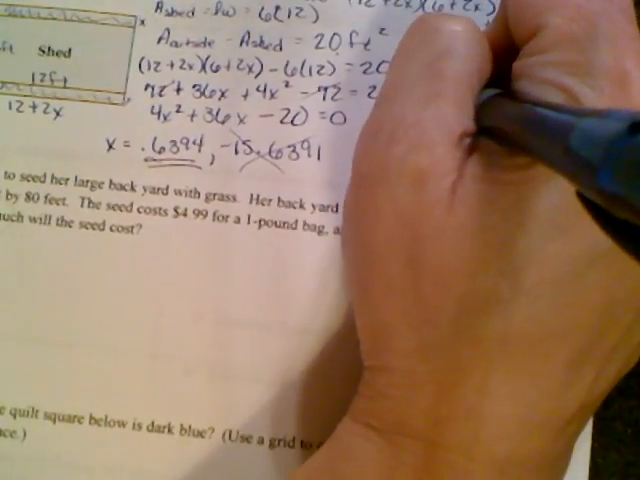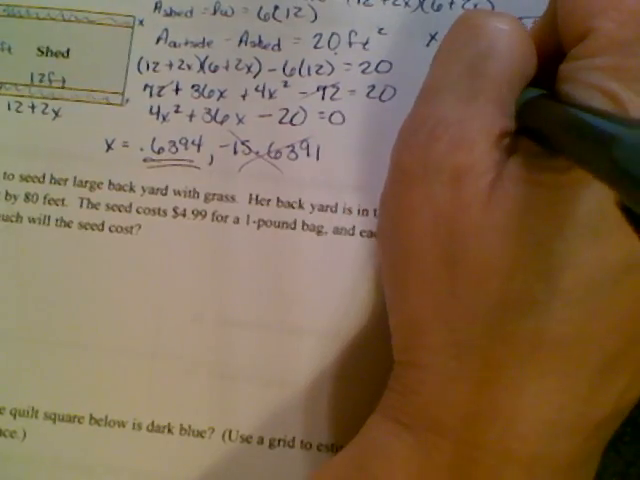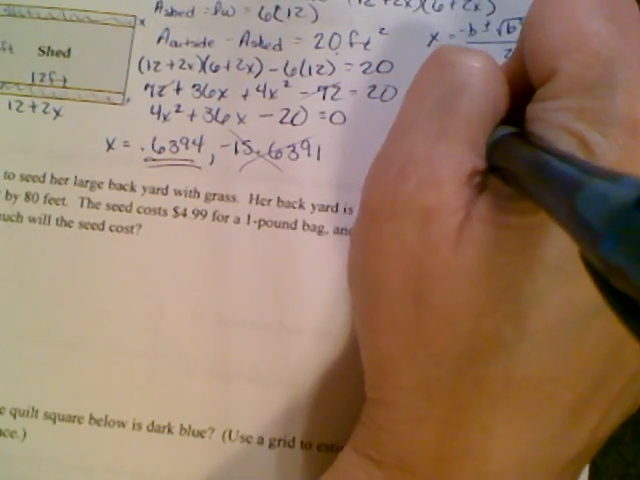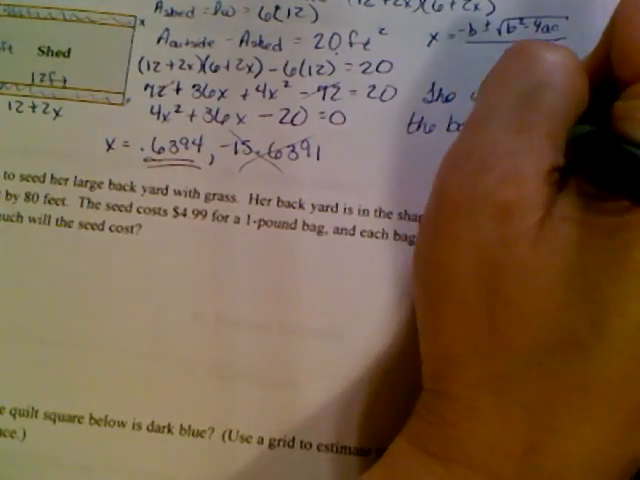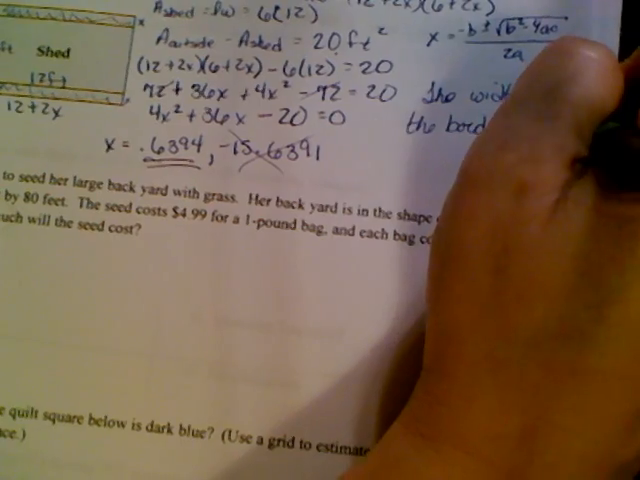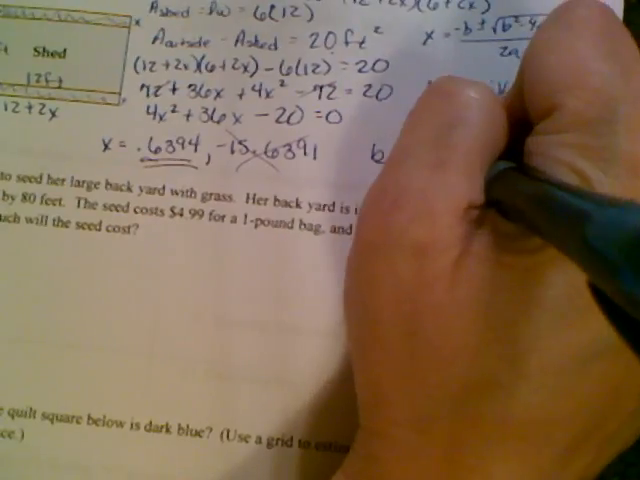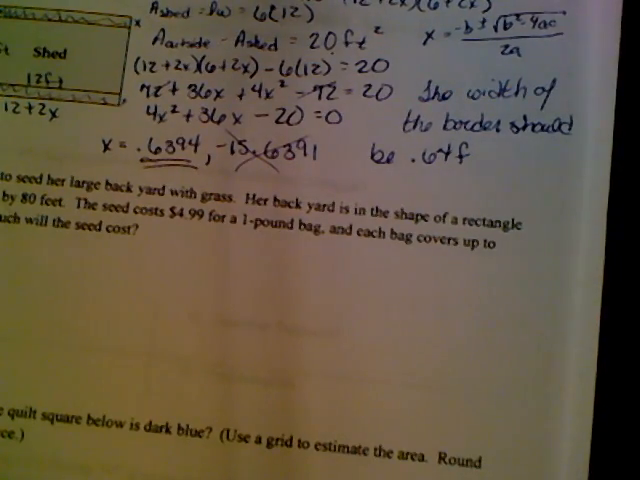So the width of the border should be 0.64 feet. Okay, would I get a yardstick out and measure it to be that distance? No. Would I eyeball it? Yes, if I were doing this for my house. Actually, probably me, I would buy another bag of mulch.